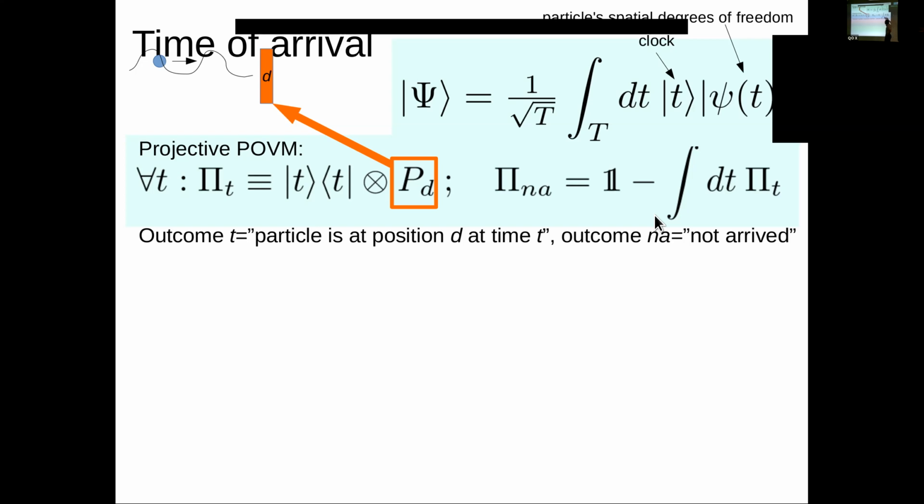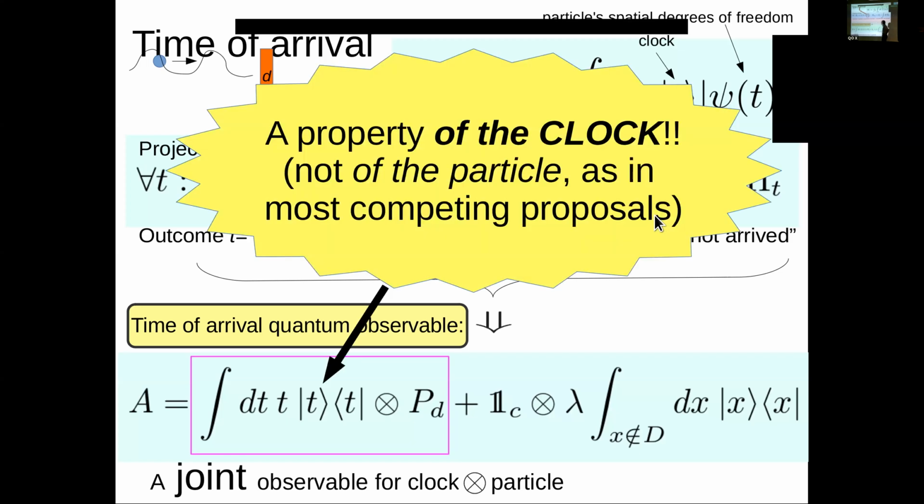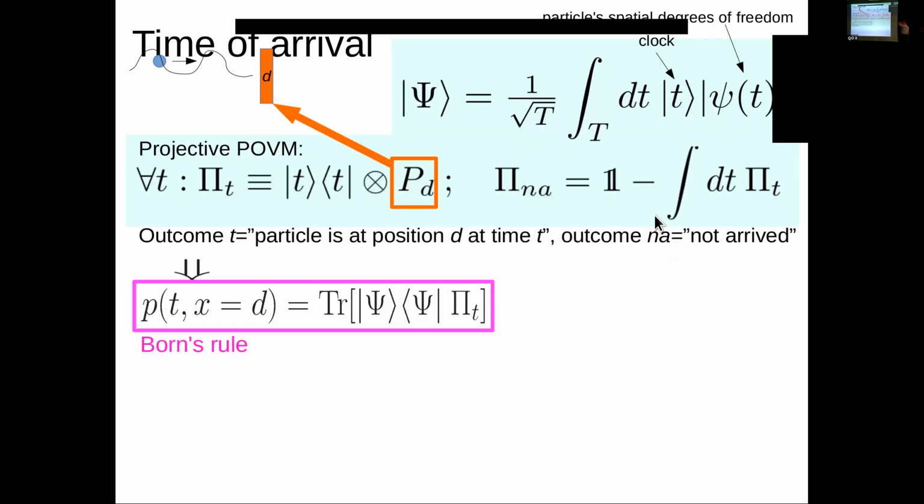Okay, and you can create a projector, a projective POVM, starting from that. Once you have a projective POVM, you can define an observable. I won't go through the details, but the most important thing to notice is, as I was promising, this is a joint observable both for the clock and for the particle. Okay, and this is in contrast to many other time of arrival proposals that have appeared in the literature. Many such proposals exist. And typically, all of them basically consider the time of arrival as a property of the particle, so as an observable in the system Hilbert space, not a joint observable like we do. And I think that's hopeless.